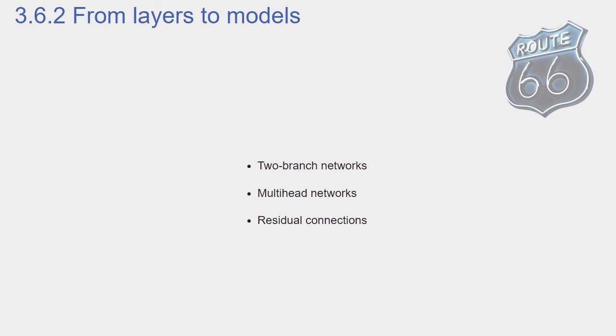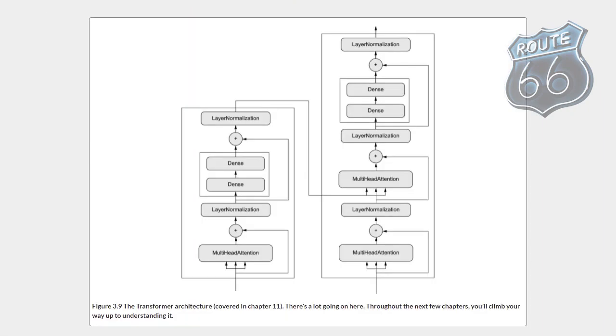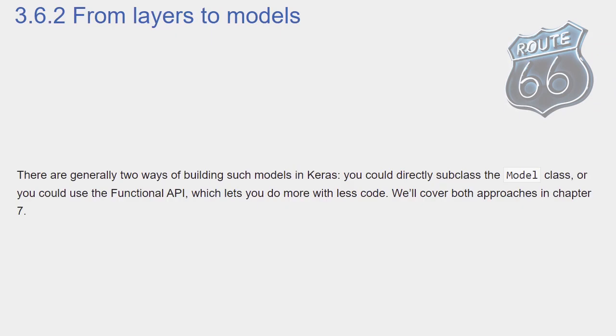Two-branch networks, multi-head networks, residual connections. Network topology can get quite involved. For instance, Figure 3.9 shows the topology of the graph of layers of a transformer, a common architecture designed to process text data. There are generally two ways of building such models in Keras. You could directly subclass the Model class, or you could use the functional API, which lets you do more with less code. We'll cover both approaches in Chapter 7.